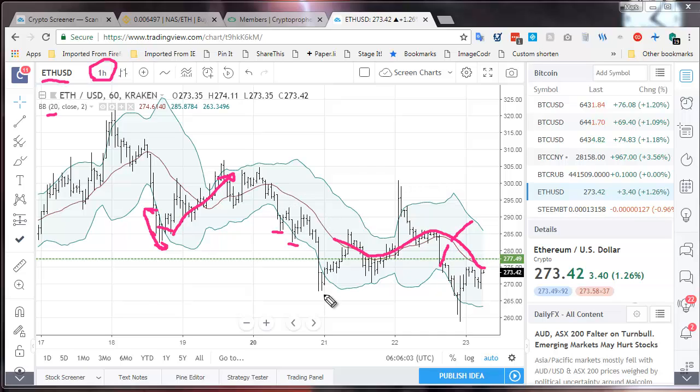Those would not have been profitable trades. This one certainly would have been profitable. This one didn't finish below, the band stayed below, and then here's another one. So that's the basic principle. Now let's go to the tools that we use.